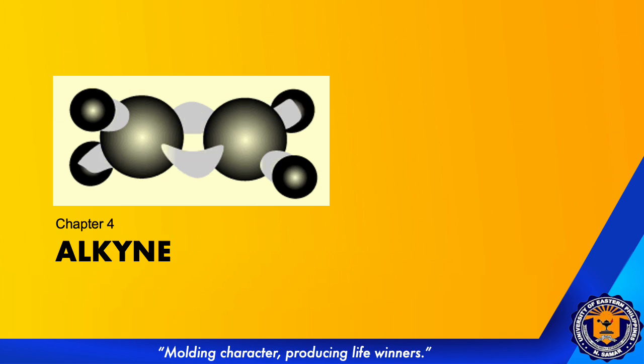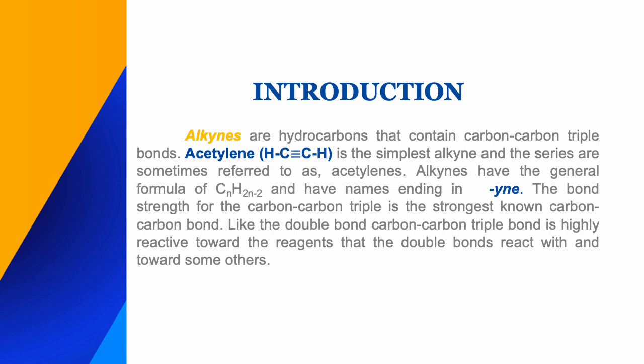Basically, the difference between these three organic compounds is the type of bond that occurs in the molecule. Let's say for the alkane, we have a single bond. For alkene, we have a double bond, and for alkyne, of course, we have the triple bond. So alkynes are hydrocarbons that contain carbon-to-carbon triple bonds. The simplest form of alkyne is acetylene, and the series of alkynes is referred to as the acetylenes.